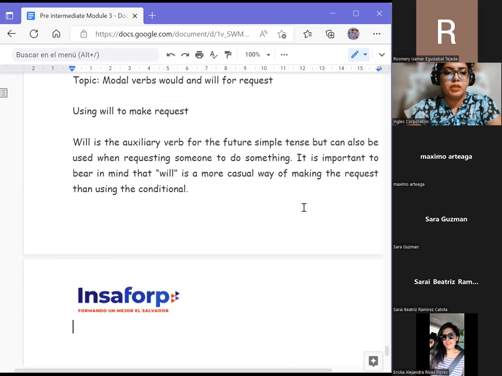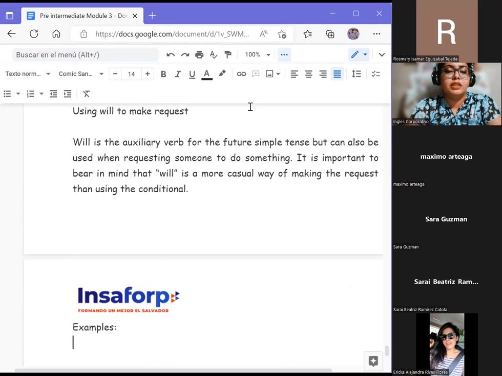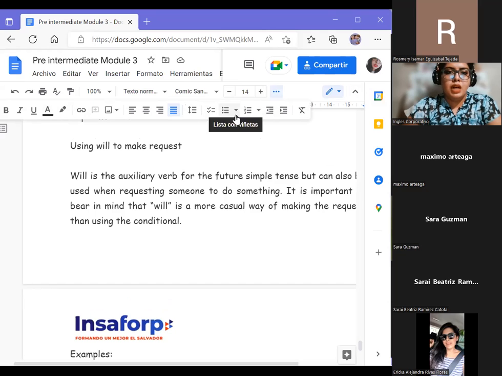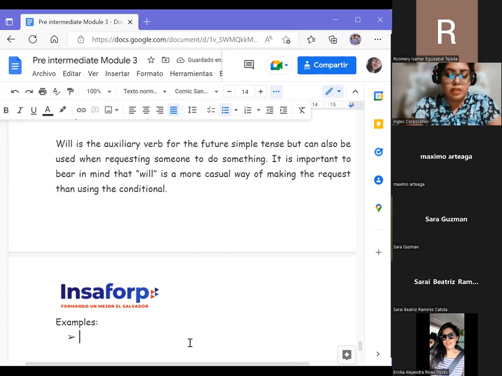So we have some examples of using will for making requests. And we have the list of examples. So let me see. I'm going to use this one. So we have the first example, and it says, will you close the door, please? Will you close the door, please? So we are asking for something.